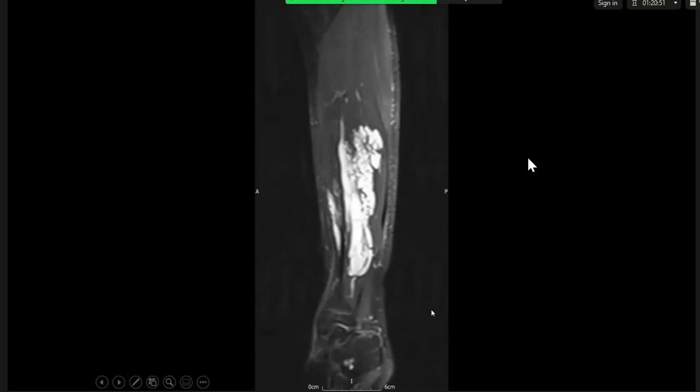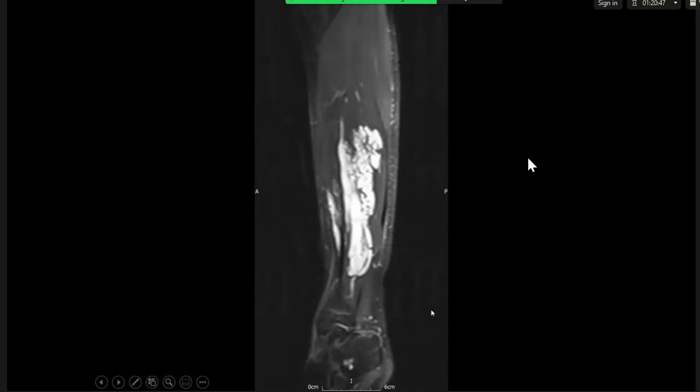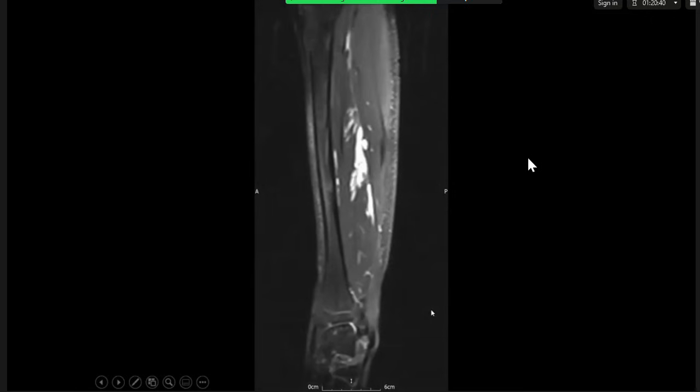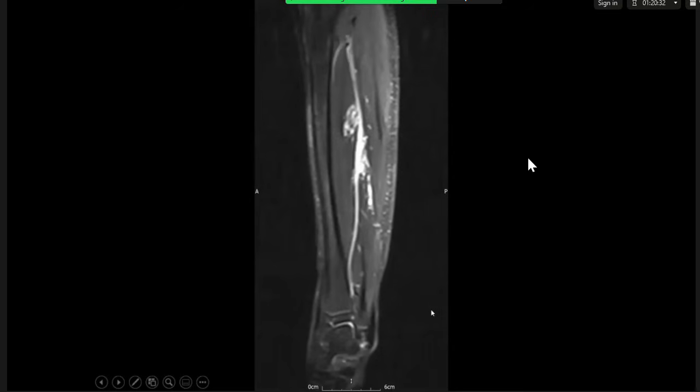posterior compartment, or in the calf aspect, there is an increased serpiginous structure, which appears quite tortuous. It appears to also be in continuation with the vessels.